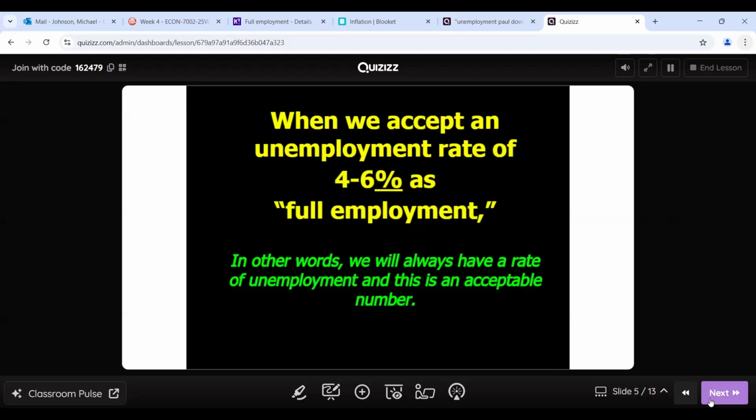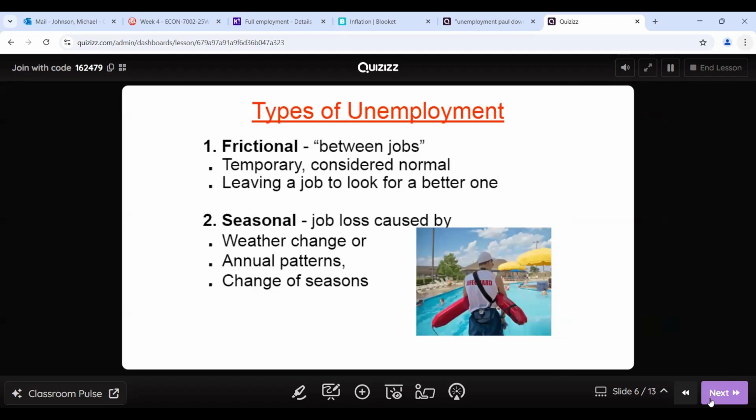So we accept an unemployment rate of 4 to 6% as full employment. When they say full employment, that's the level of employment when the economy is at its peak growth. When the economy is at its highest growth rate, that's full employment. So not everybody's employed, but that's the lowest rate of unemployment that we can have. In other words, we will always have a rate of unemployment that is an acceptable number.